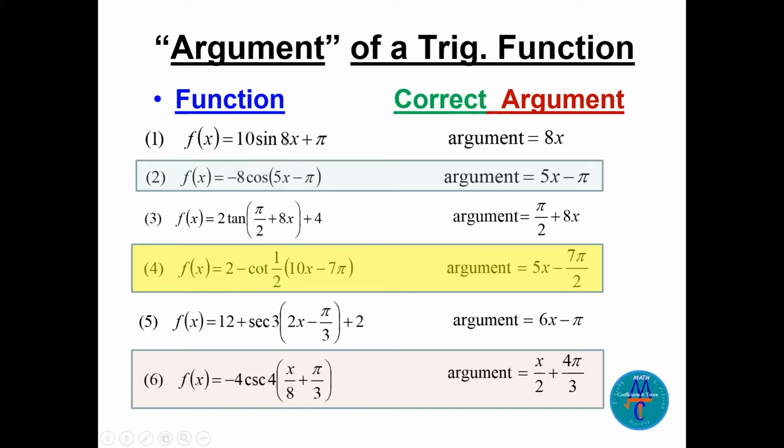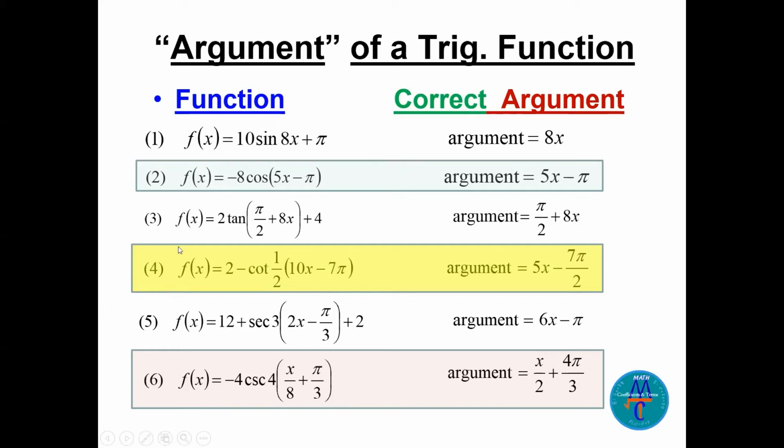So what is the argument here? It's 8x. It's all the expression after the function. See, like this one here, you have a bracket, minus 8 cosine, bracket, 5x minus pi. All this expression will be the argument. But in the first one here, there is no bracket: 10 sine of 8x plus pi. So pi, we can put it at the beginning. This is shifting upward, pi units. So the argument in the first one is only 8x.